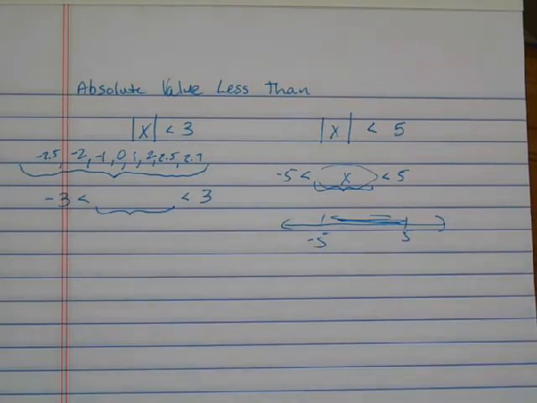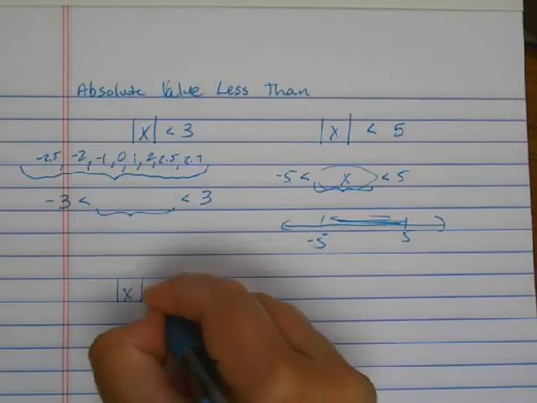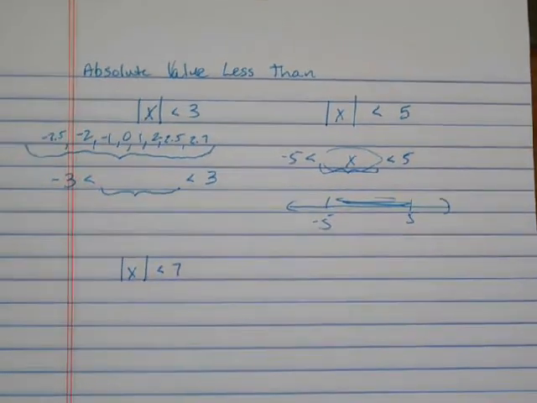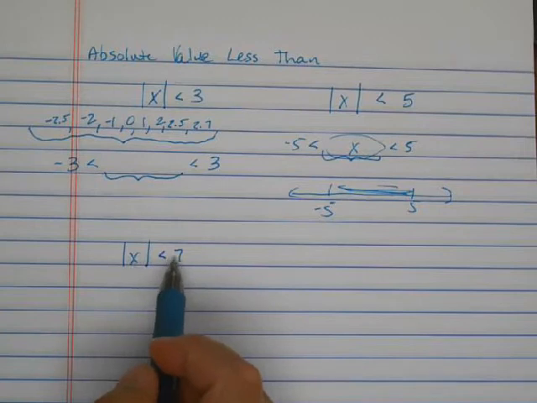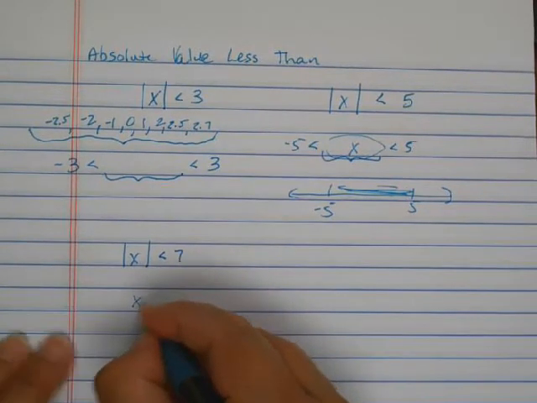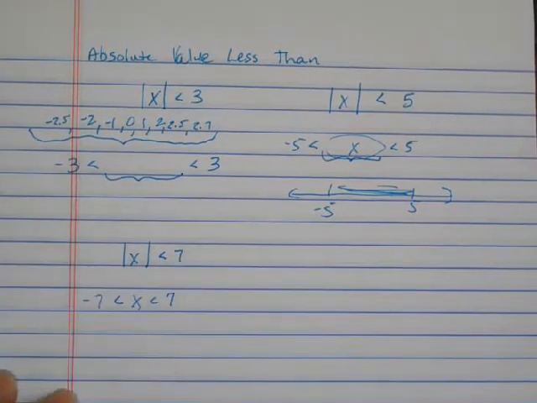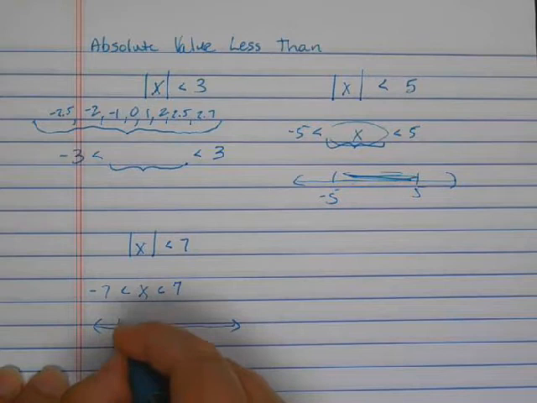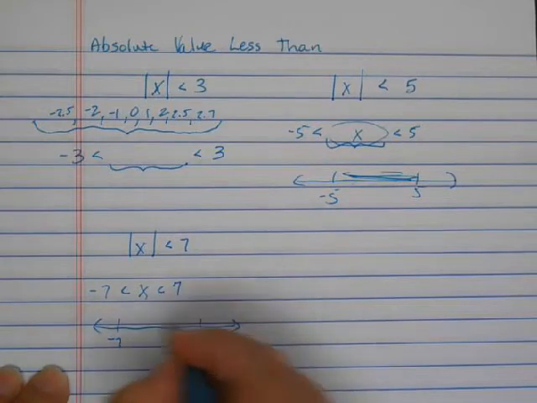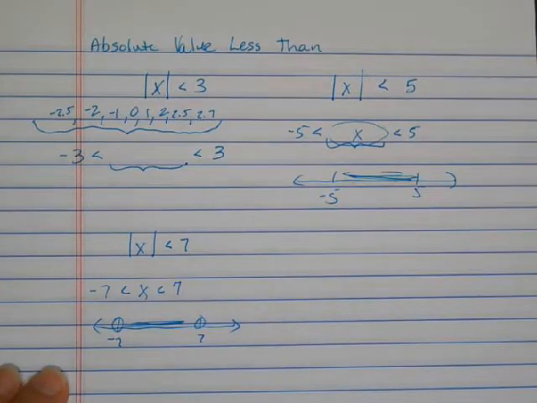So let's do the absolute value of x is less than 7. Since I'm talking about all the ones that are less than 7, we know that those numbers are going to be less than 7, but bigger than -7. So if I graph this one, I'm going to go from -7 to 7. These both have to be open circles because they're not equal to, and then I shade in between.